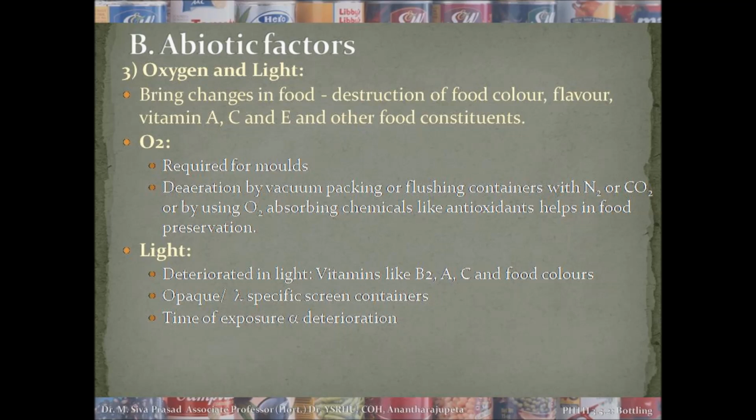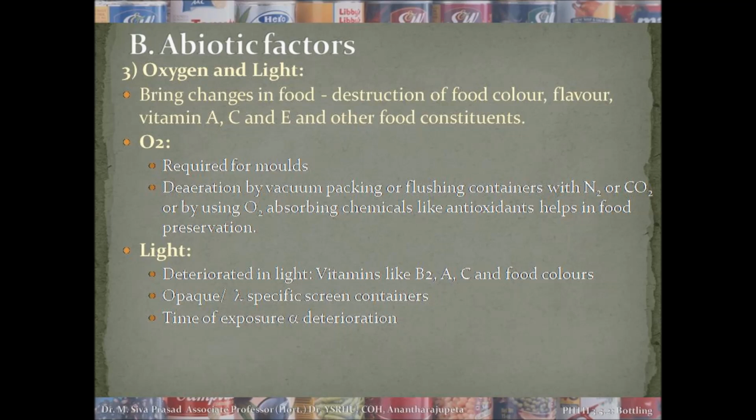And the last abiotic factor which causes spoilage of canned foods is oxygen and light. These factors not only deteriorate the nutritional aspects but also encourage the growth of certain microbes. Oxygen is an important factor for the growth of molds, which are strict aerobes. As already discussed, molds are considered to be strict aerobes. Without the presence of oxygen, these molds cannot grow. So by removing this oxygen, we can prevent the growth of molds.